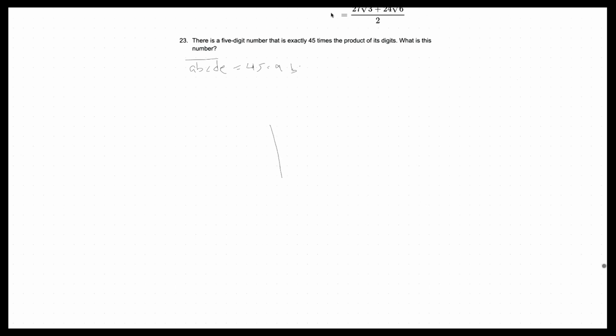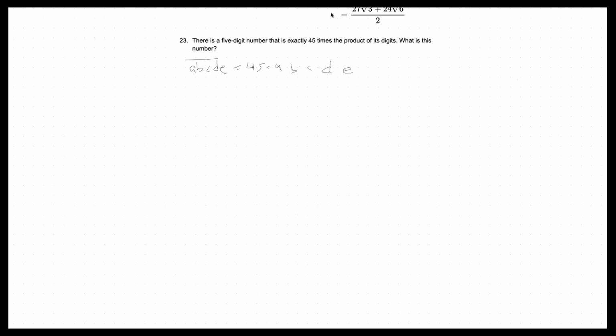So for question 23, I think this was what I was referring to by emotional damage. But so there's a 5-digit number that is exactly 45 times the product of its digits, and we want to find what the number is. So I guess we can write this number as ABCDE, and then we draw a line on top to represent that it's 5 digits and not the product. And this is equal to 45 times A times B times C times D times E, right?